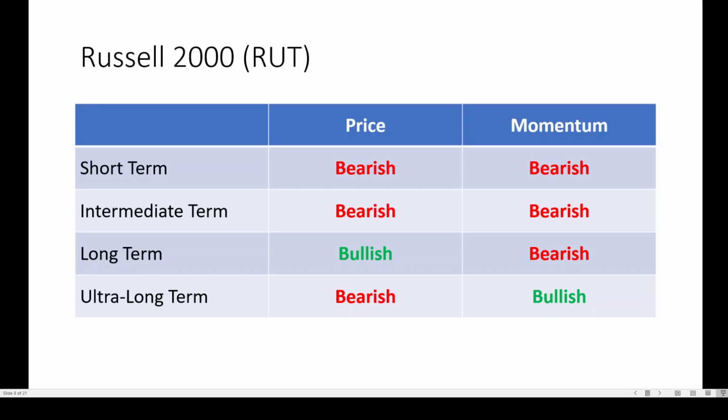Let's take a look at small caps with the Russell 2000. Now, what's important about small caps is they tend to lead the large caps. In the short term, we've got bearish signals, and in the intermediate term, we've got them too. In the long term, just like we've seen with the S&P and NASDAQ, we've got some bullish and bearish signals there.